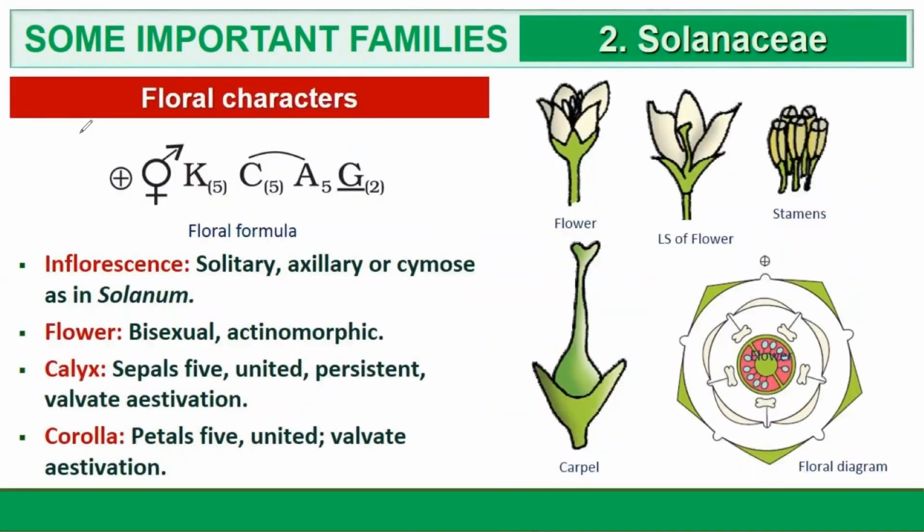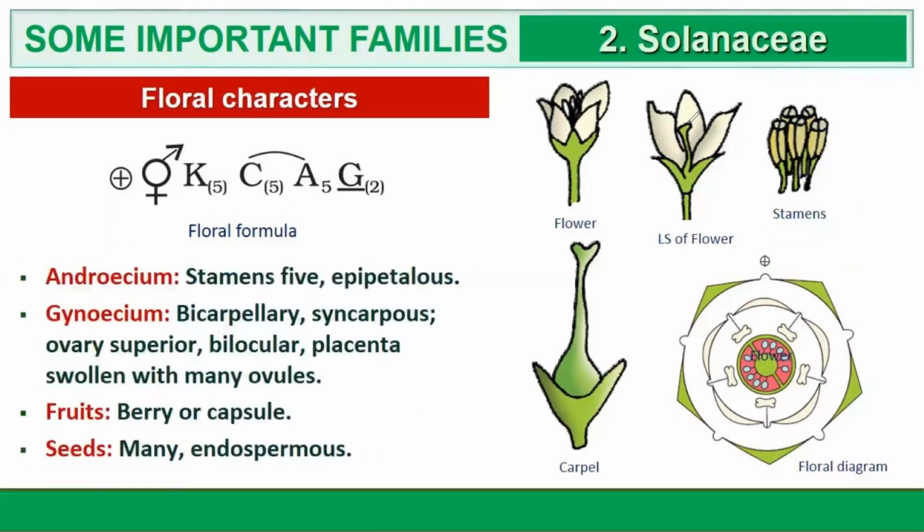The floral characters and the floral formula along with the floral diagram are given here. Inflorescence is solitary, axillary, or cymose. Flower is bisexual, actinomorphic. Calyx is 5 sepals united. That's why the bracket is given here. Persistent, valvate aestivation. Corolla, petals 5 united, valvate aestivation. Here you can see calyx and corolla, they are united. That's why they are kept in the bracket.